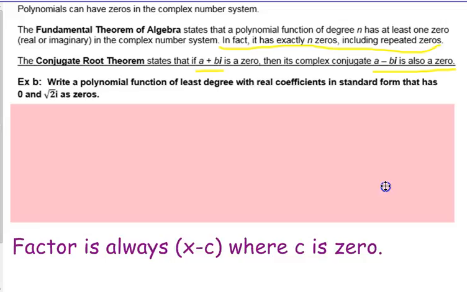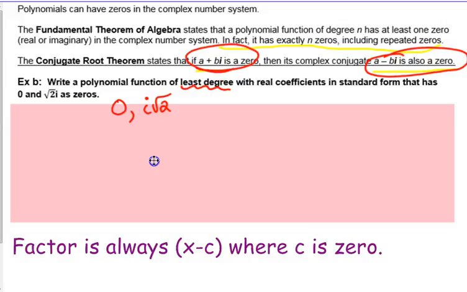All right, this is what it looks like on your paper. It says the conjugate root theorem says if a plus bi is a 0, then a minus bi is also a 0. Everybody okay? So write a polynomial function of least degree with real coefficients in standard form that has 0 and square root of 2 times i as zeros. So right now it lists 0, and I'm going to write that as i square root of 2. If i square root of 2 is a 0, what else do you know?